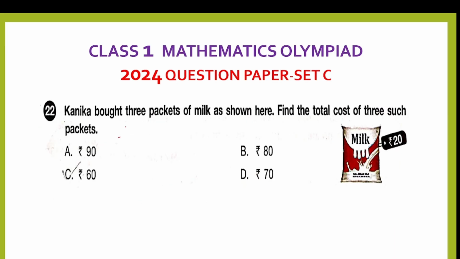Kanika bought 3 packets of milk as shown here. Find the total cost of 3 such packets. If you see here, the packet of milk has a price of 20 rupees each. Now Kanika wants to buy 3 such packets. So she has to pay 20 plus 20 plus 20, that is 60 rupees. Therefore the answer for this question is option C.